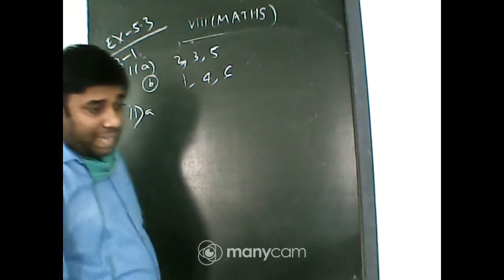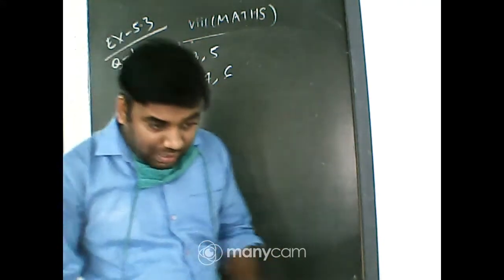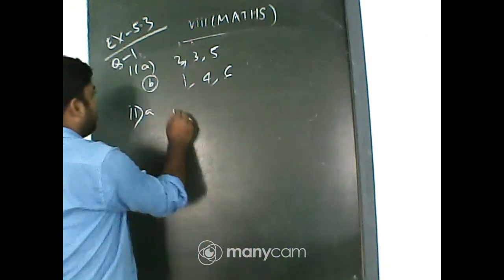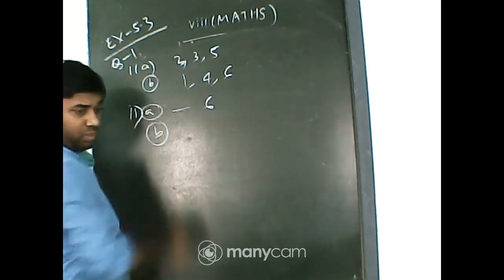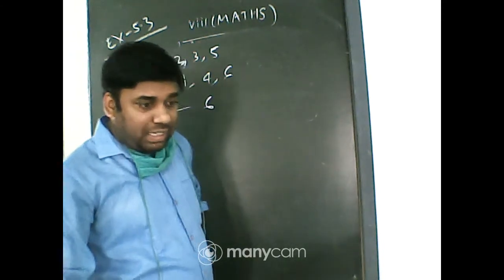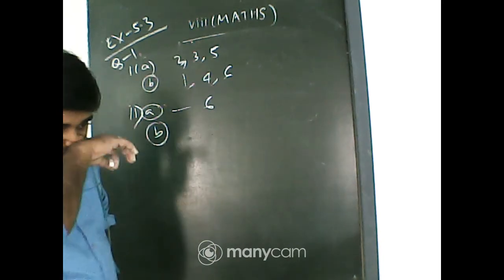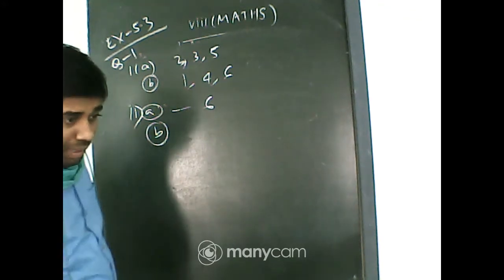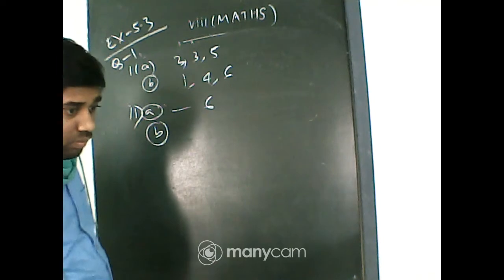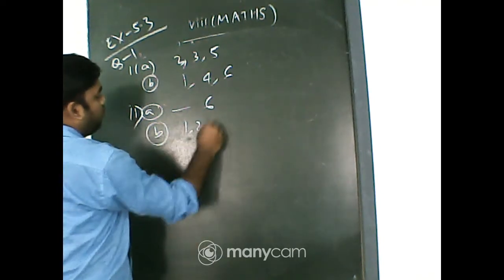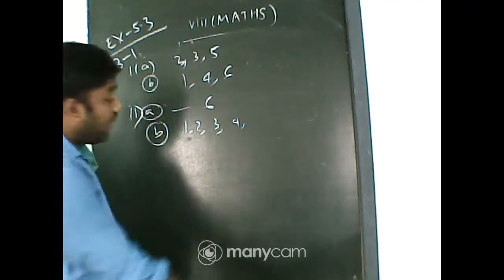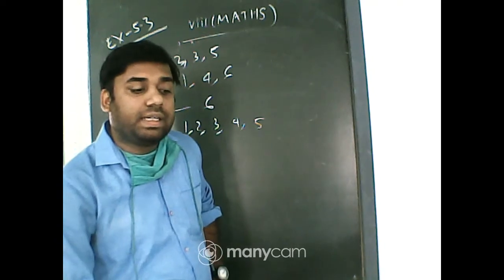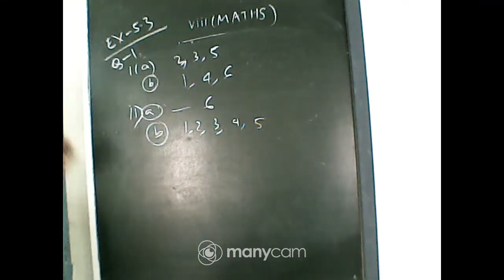Question number 2, 2A. A number greater than 5. What is the answer? Quickly in the chat box. Yes, 6. The answer is 6. B: a number not greater than 5. So you can say 1, 2, 3, 4 and 5 also, because it says not greater than, so it can take equal also.